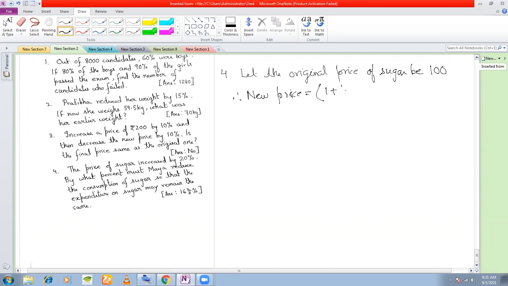1 plus 20 by 100 into 100. This comes out to be 120. So the new price is 120. So from 100, the price is increasing to 120.